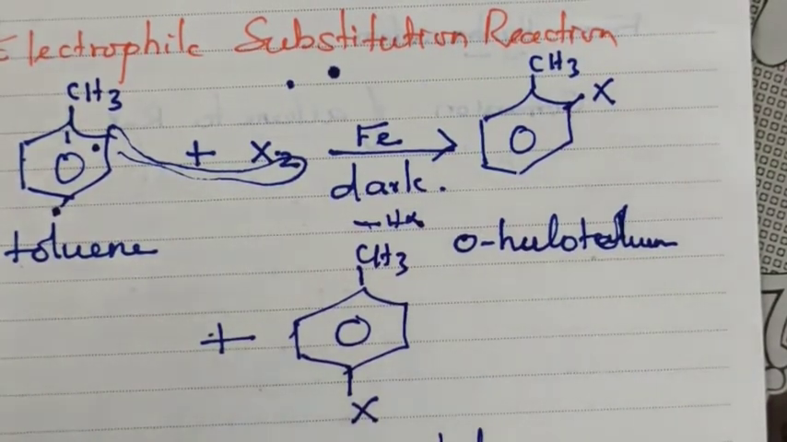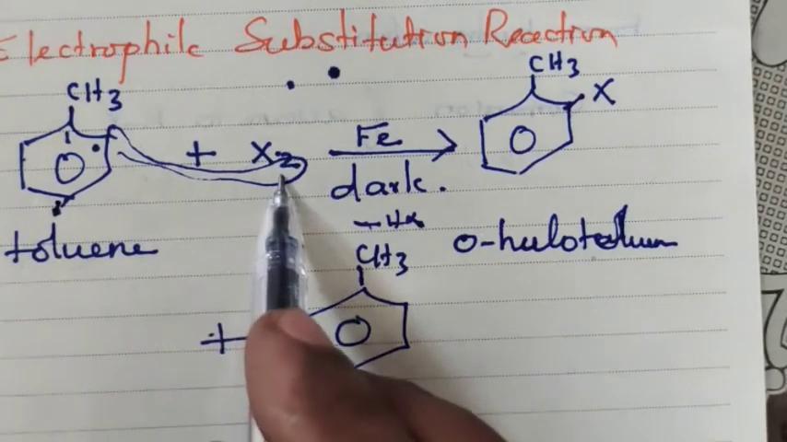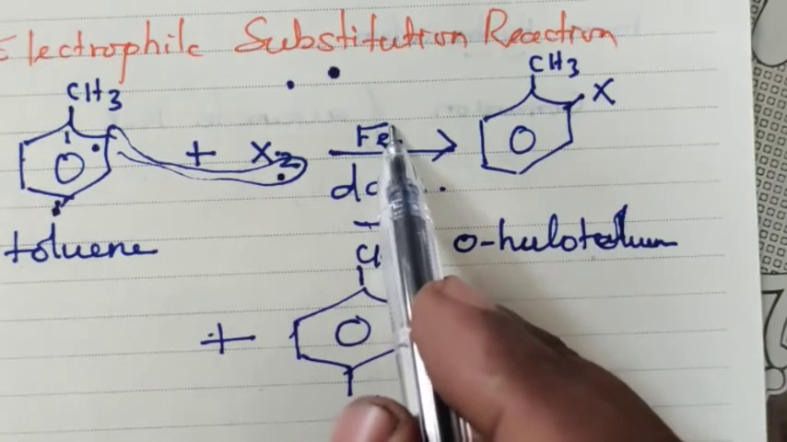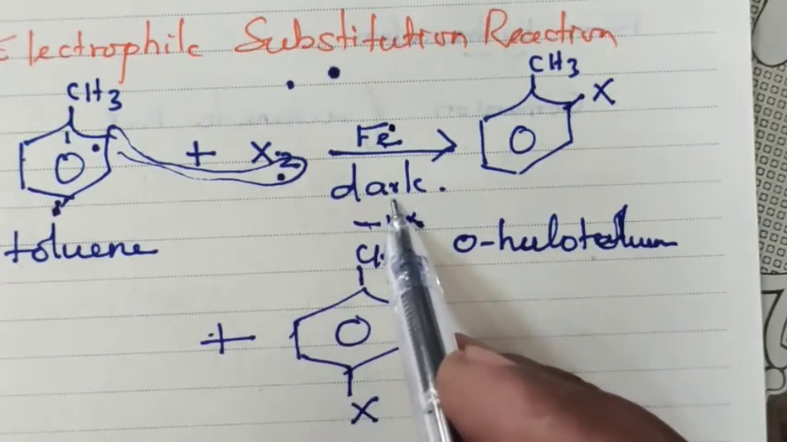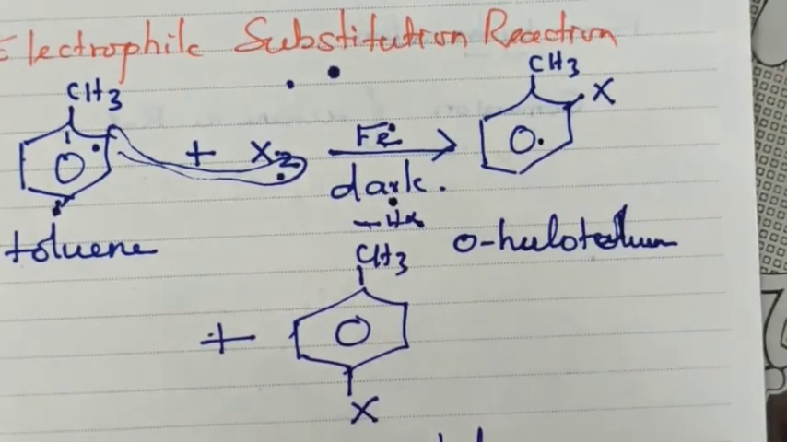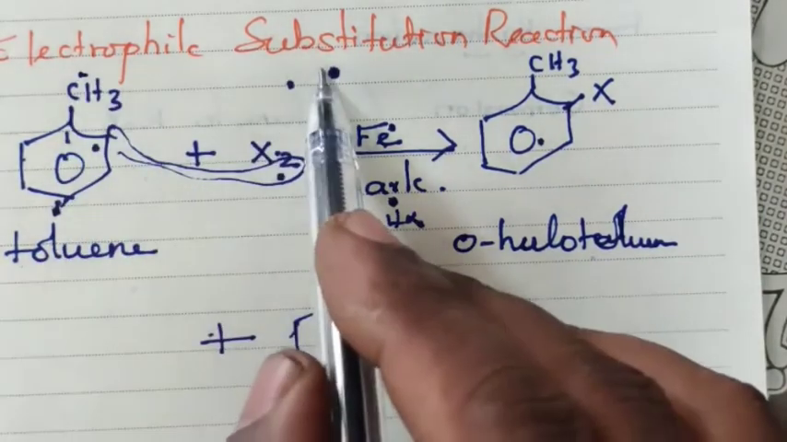Para-halotoluene. So, when toluene is subjected to halogenation, when the reaction takes place in the presence of an ionous catalyst and also in dark (dark means absence of light), we are getting ortho and para-halotoluenes. So, this method is called electrophilic substitution reaction. What method? Electrophilic substitution reaction.